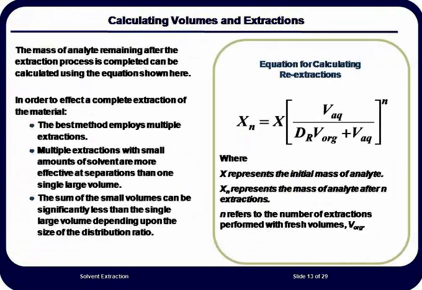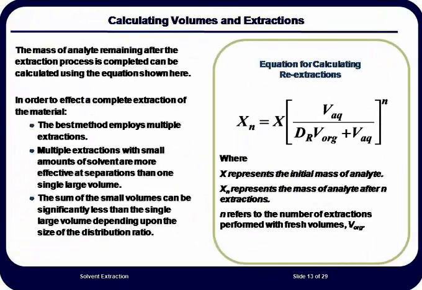How does one select the correct volume to perform an extraction? If we select an amount to remain in the aqueous phase that we deem acceptable, let's say 0.01%, we can determine the combination of number of extractions needed and organic phase volume to effect this using the equation on the right. In this equation, X represents the mass of analyte initially present in the aqueous phase. X sub n represents the mass of analyte remaining in the aqueous phase after n extractions.